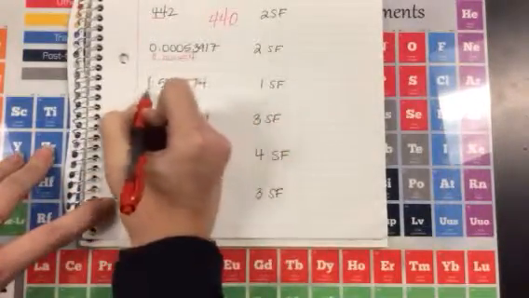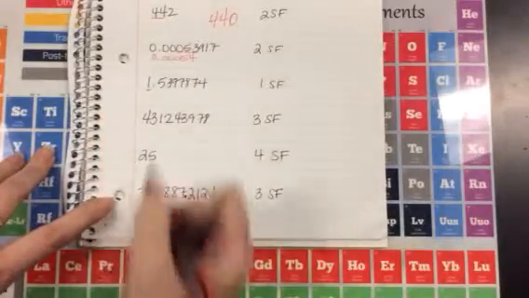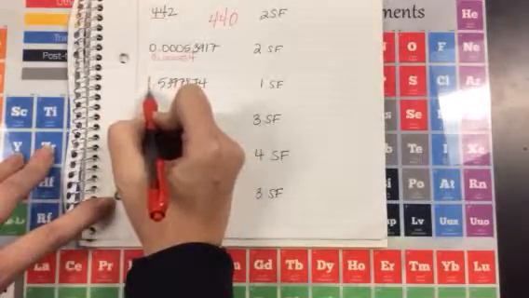The next number, we need 1 SigFig. If we need 1 SigFig, I just need this place right here. 5 makes the 1 go up to a 2, so my answer is 2.